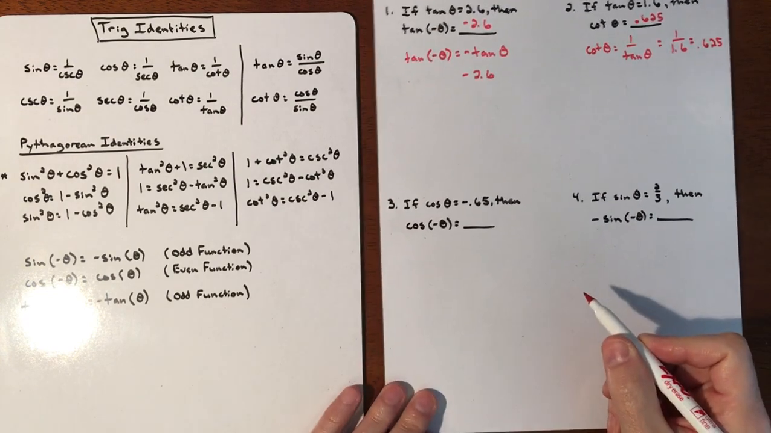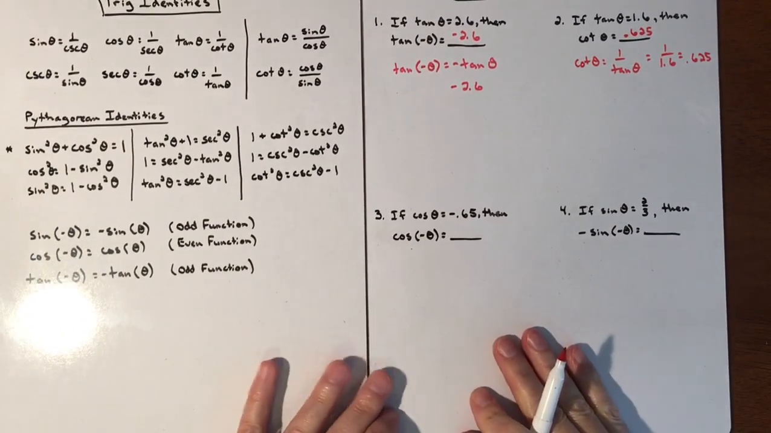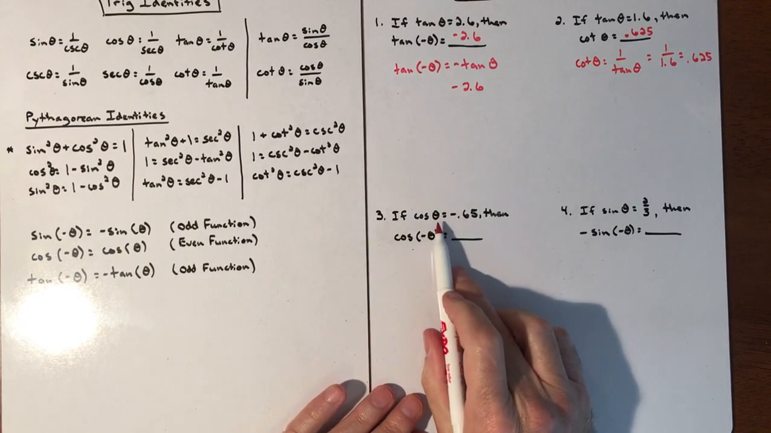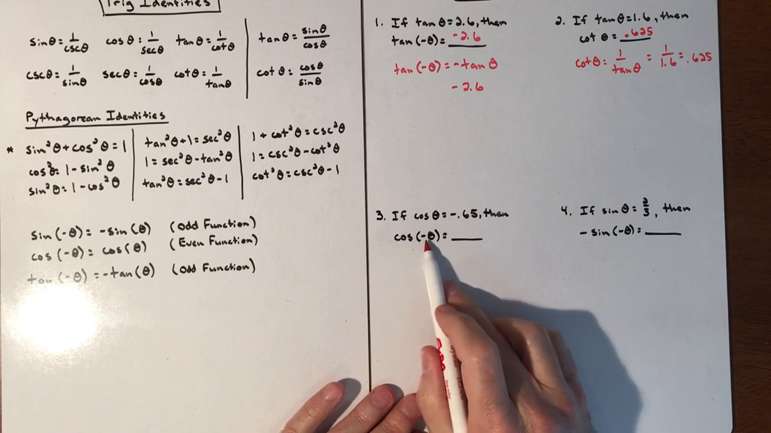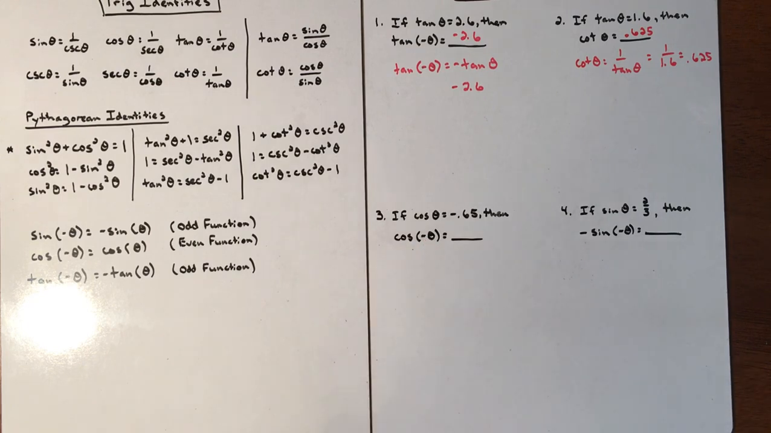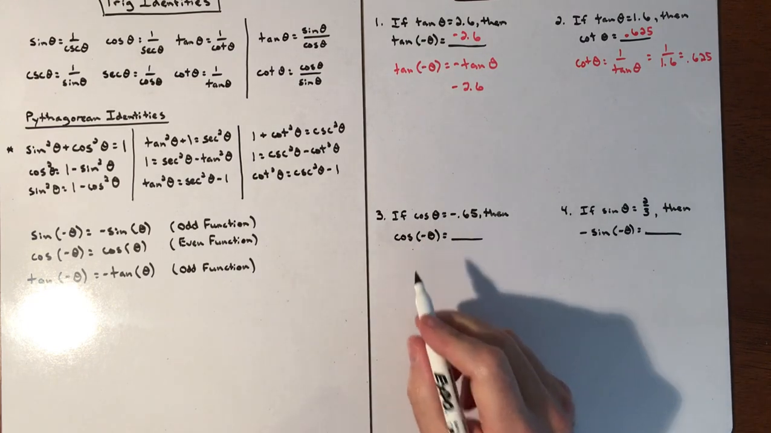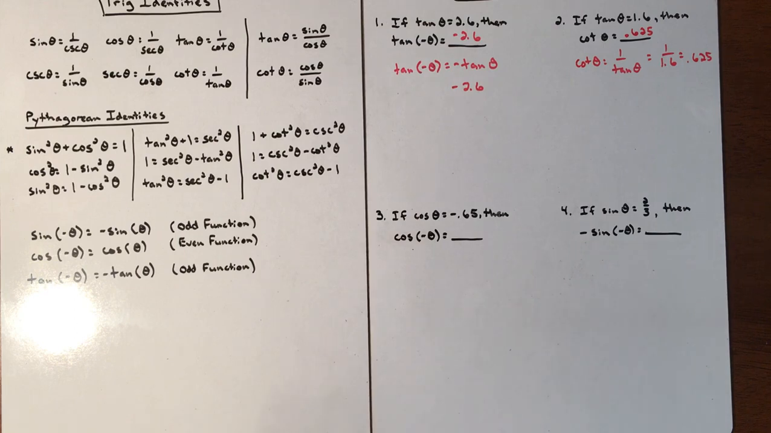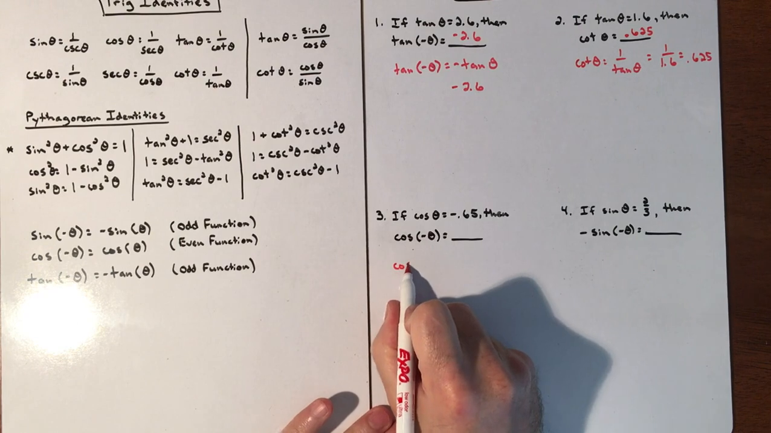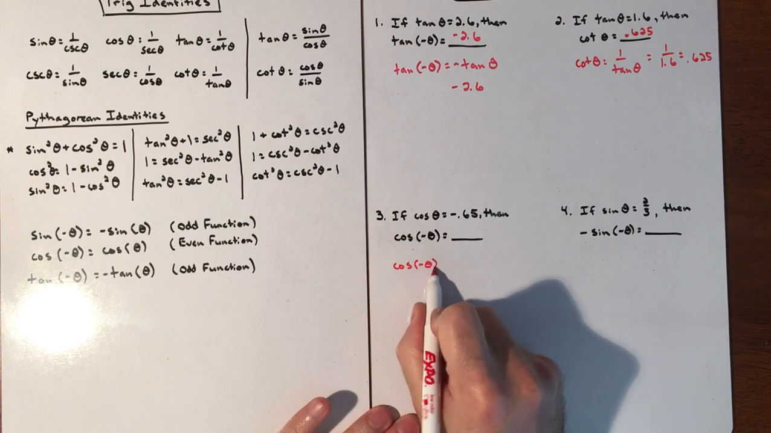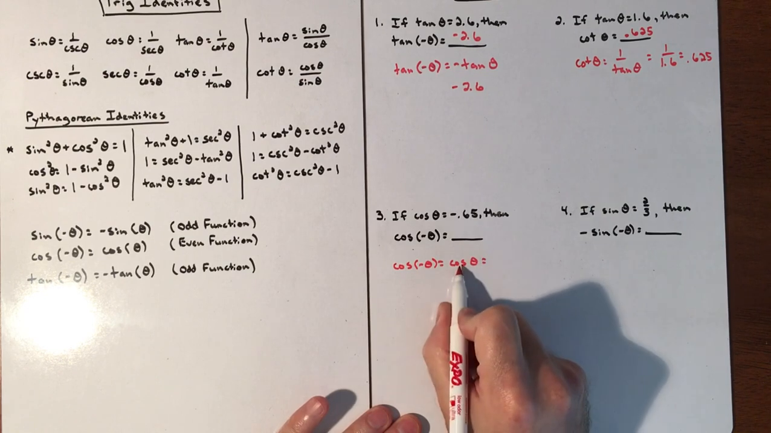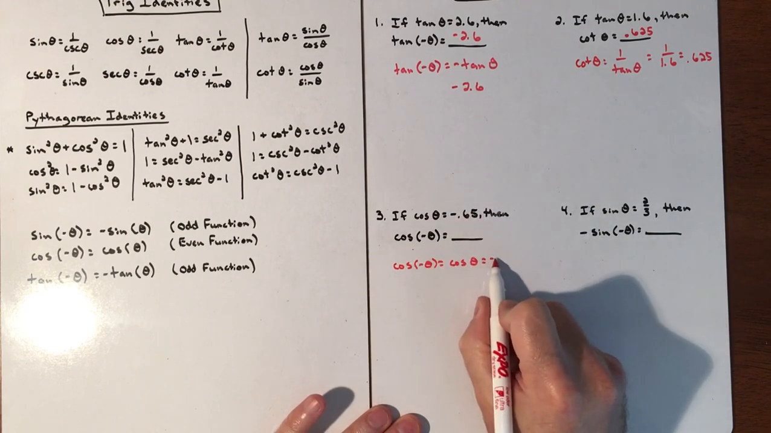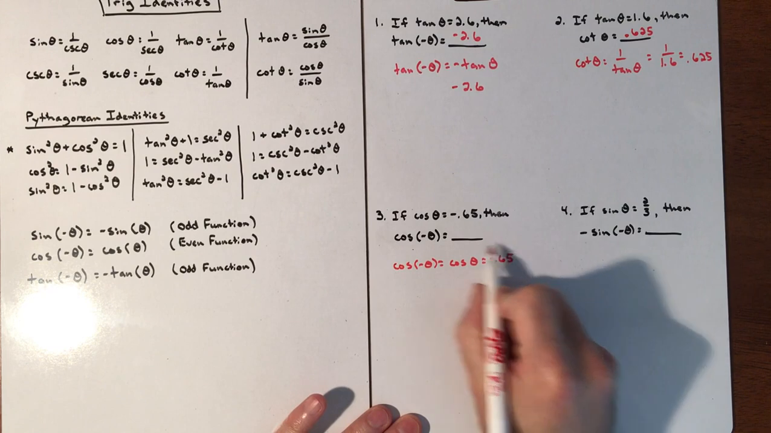All right, and then if you have cosine of some angle equal to negative 0.65, then what happens if you have a negative angle associated with it? Same angle, then you are looking at this property, so it's equivalent. So cosine of negative theta is equal to cosine of positive theta, and we know cosine of positive theta to be negative 0.65.